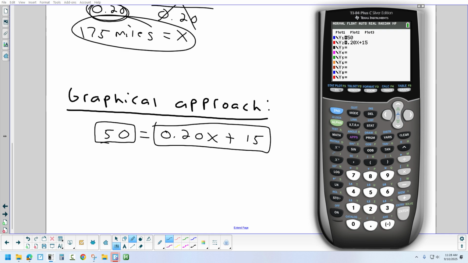Y-intercept. Yep, that's the y-intercept. And what does that mean? Where it intersects with the y-axis. Right, it's where the line crosses the y-axis.